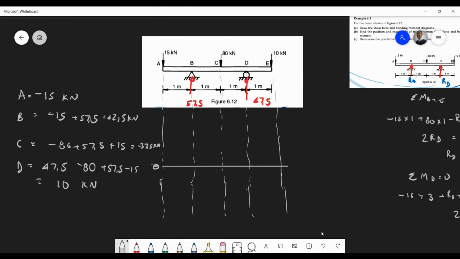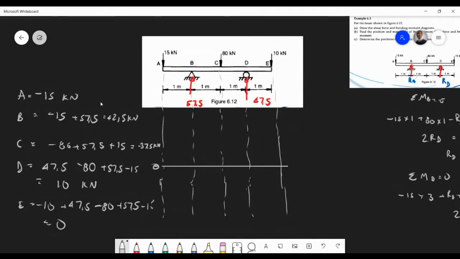Positive 10. And at E, what do we have? 10 minus 10 plus 47.5. What is it again? Minus 80 plus 57.5 minus 15. But you know we're going to find out, and we're going to see now. So now you're getting some experience with shear force diagrams. We should get 0 at the end of the beam.